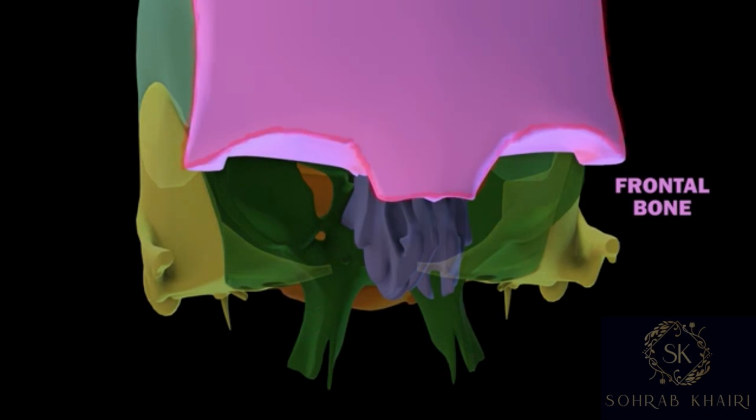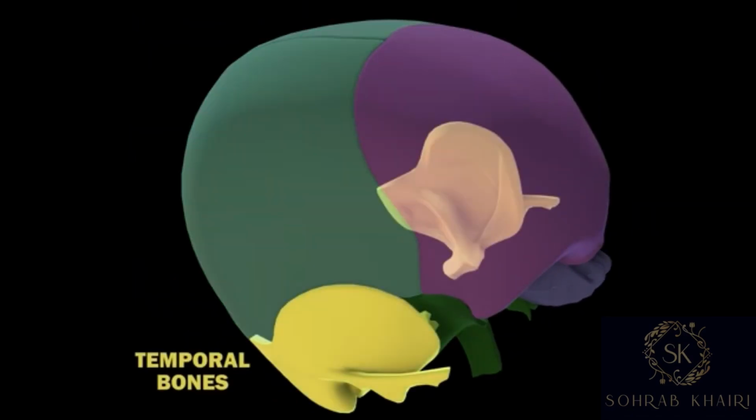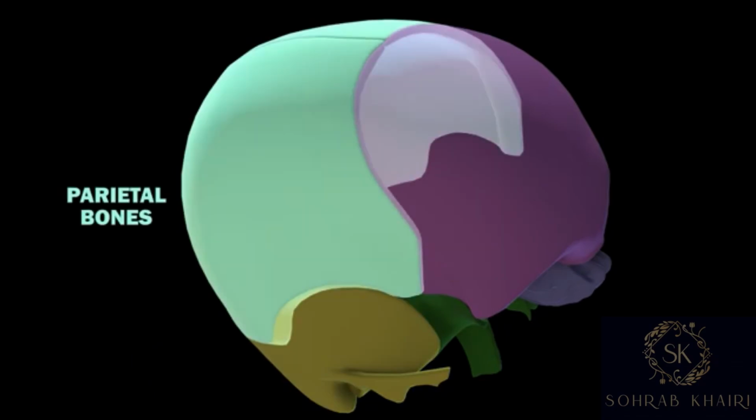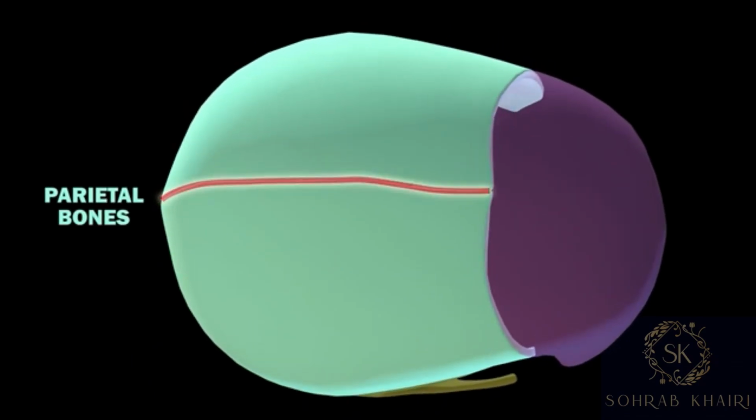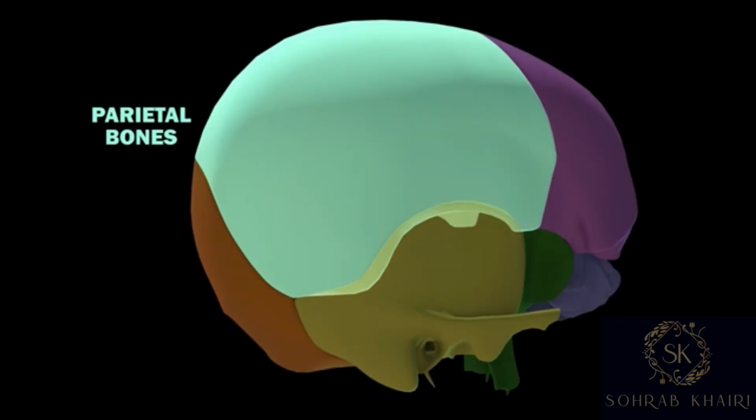It has 2 portions, the vertical portion and also the horizontally oriented orbital portion. The remaining 4 bones are a pair of parietal bones and a pair of temporal bones. The parietal bones are joined together at the top of the skull. Together, they form the top and sides of the neurocranium. Each bone is roughly quadrilateral in shape.